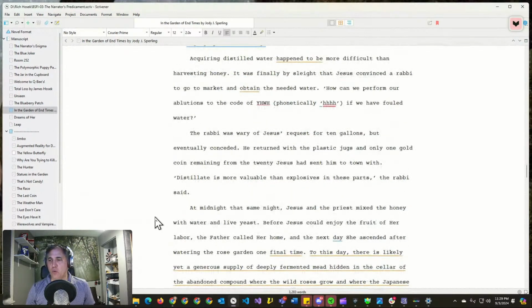If we have fouled water, the rabbi was wary of Jesus' request for 10 gallons, but eventually conceded. He returned with the plastic jugs and only one gold coin remaining from the 20 Jesus had sent from the town with. Distillate is more valuable than explosives in these parts, the rabbi said.